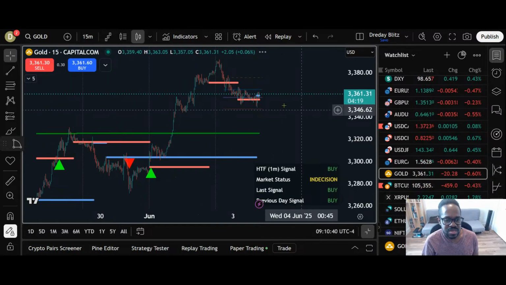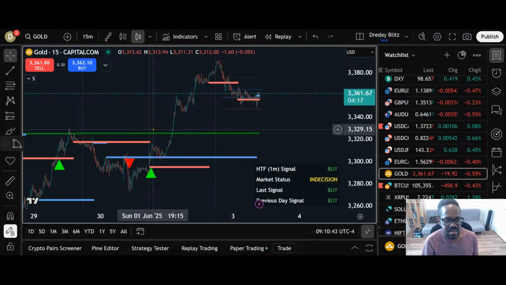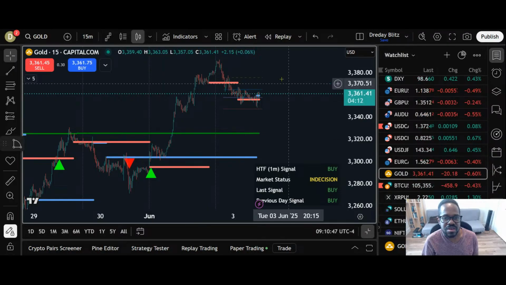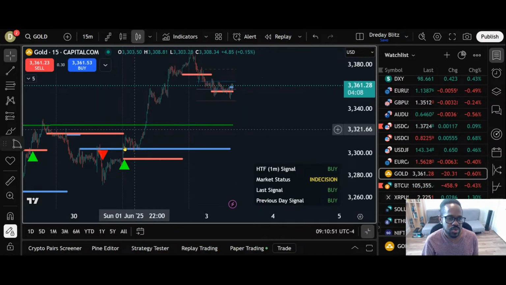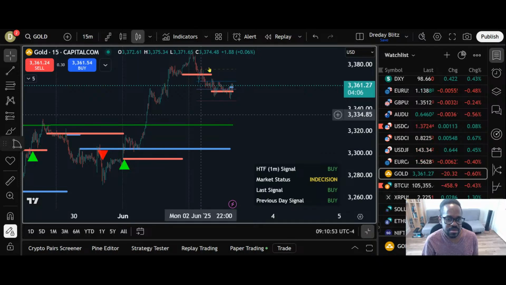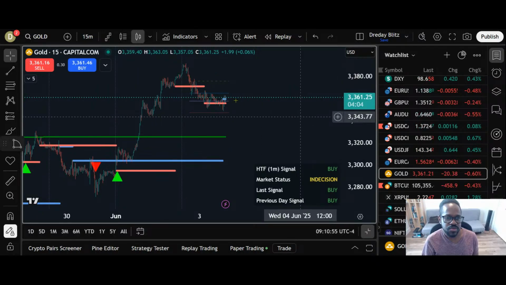Gold was still bullish here since the start of the market this week. Consolidated, so waiting for a sell setup here. So remember, we have a fair value gap in the upside. So waiting for a higher low.